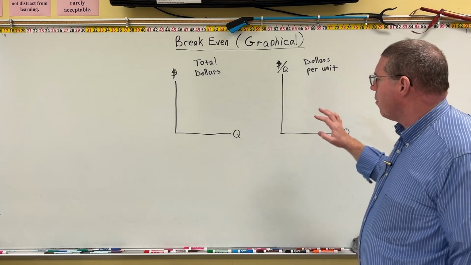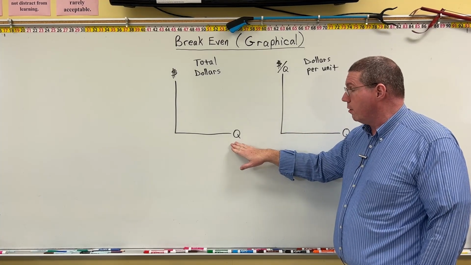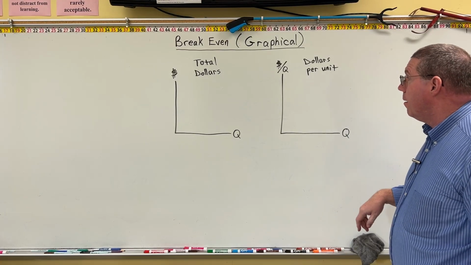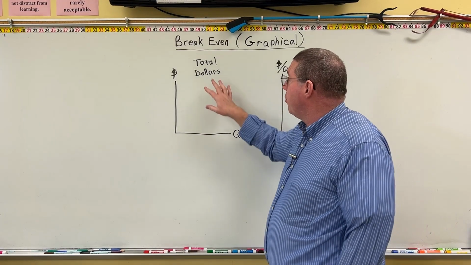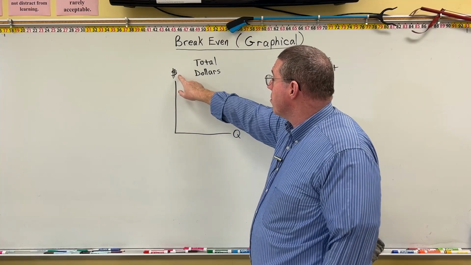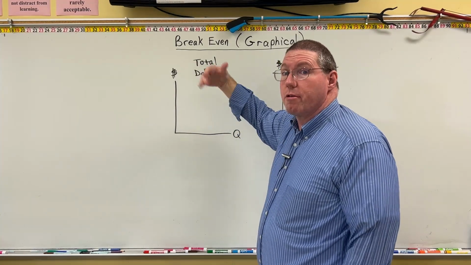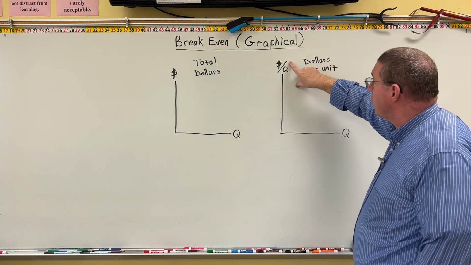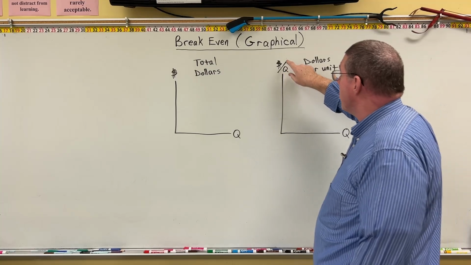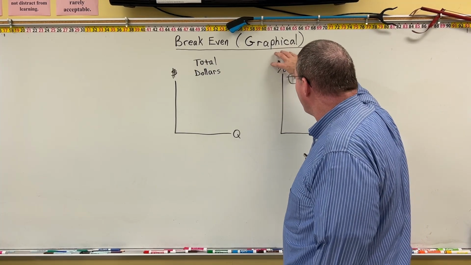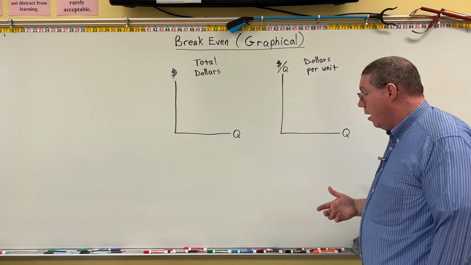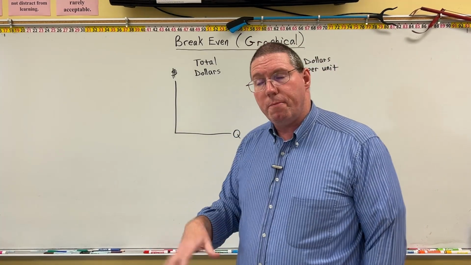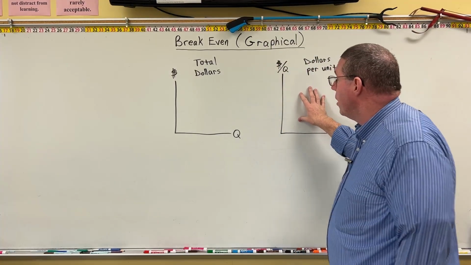And you'll note that in both graphs, the horizontal axis is quantity of output or quantity of production. What's different is on the vertical axis. So in the total dollars graph, on the vertical axis, we just have dollars, hence total dollars. But on the dollars per unit graph, you can see we have dollars over quantity. Okay, so this is dollars per quantity, and if you recall, we talked about per unit costs and per unit revenue. Those are all the things that are going to be over here.